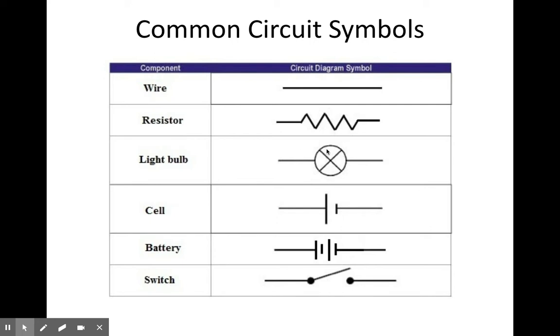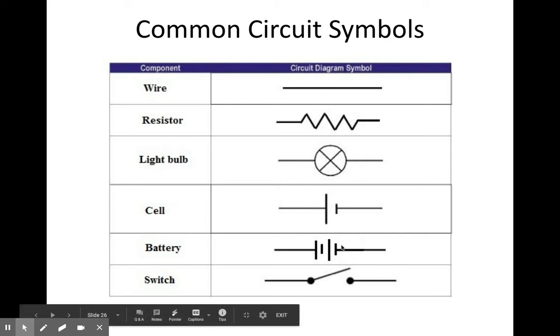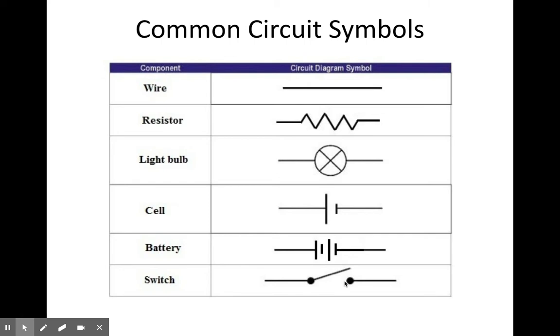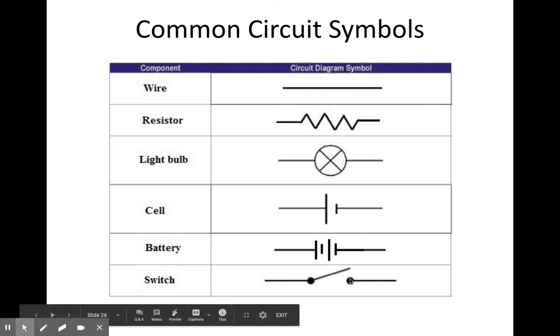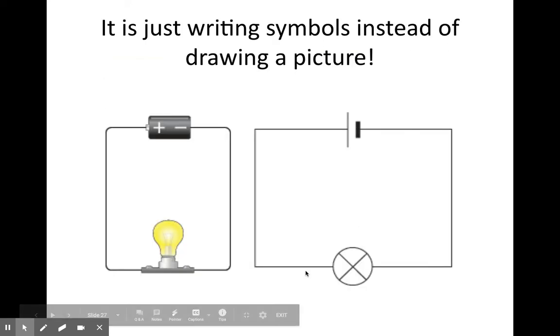This is the symbol for a light bulb. This is the symbol of the cell, or as we call it, the source, if you want to. This is the symbol for a battery. Okay, and this is what we call a switch, like a light switch, because if the light switch is off or open, we'd say it's open, there is no flow of electricity. The river's not connected. When we close the circuit or turn the light switch on, then we have a completed river. We'll be using these. I just want you to start getting familiar with those symbols. Okay. It is just writing symbols instead of drawing a picture.